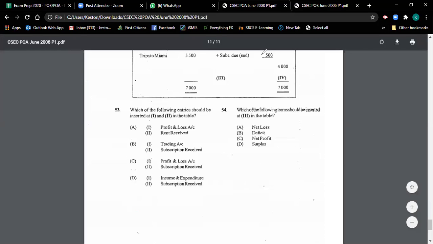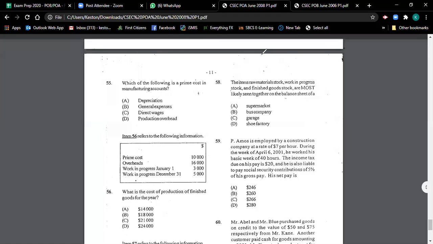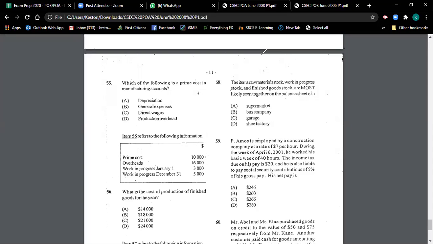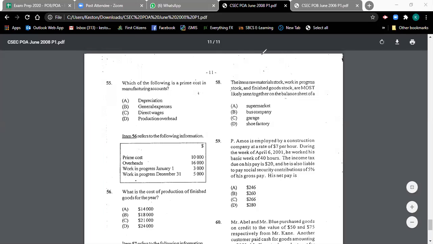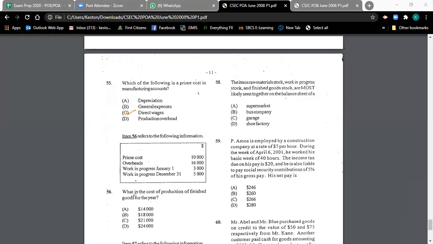55. Which of the following is a prime cost in manufacturing accounts? Yep, very good, Ariana. C, direct wages. Yes, Shania. That's a prime cost.